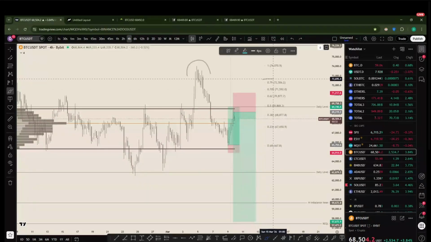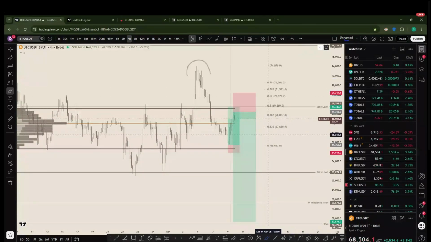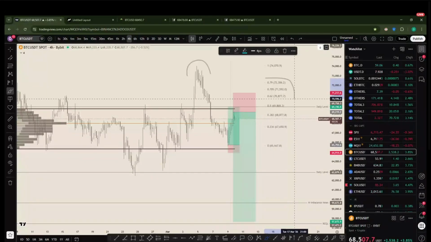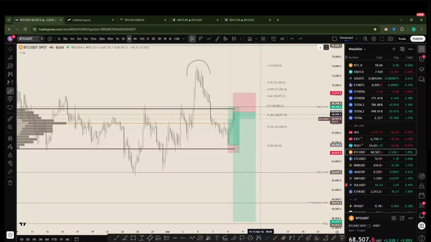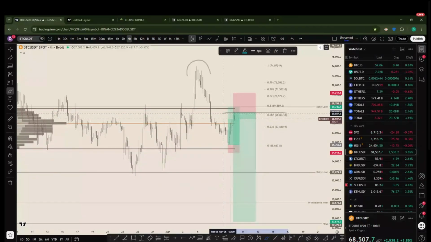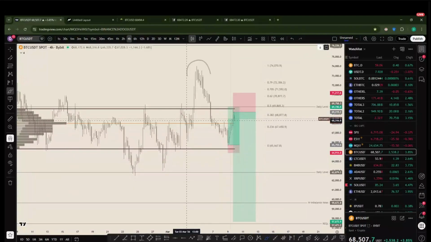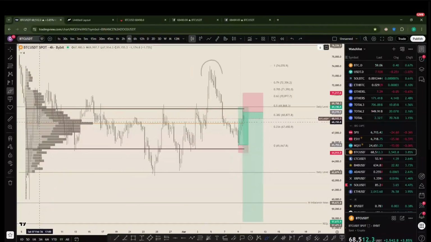So even if you want a long, you want a long at these levels, you want a short at these levels. If the trend is stronger, the price does not go to these extreme levels. What price does is it basically just goes to this 0.382 level and rejects, and that is currently what's happening right now. So you had these two confluences.